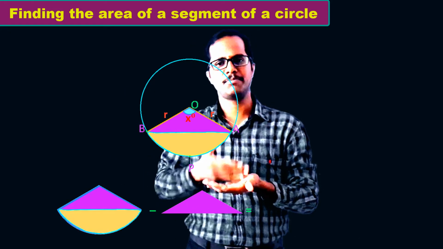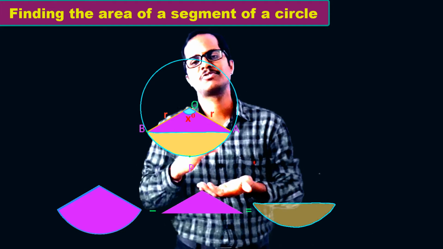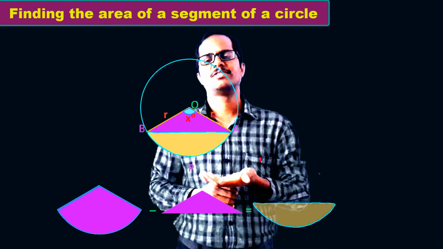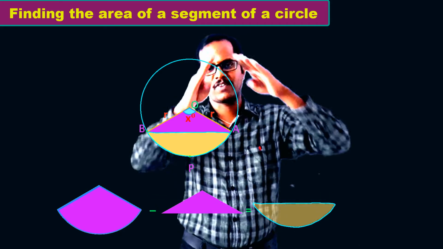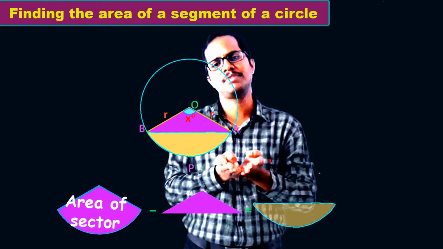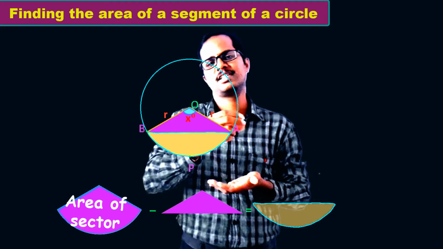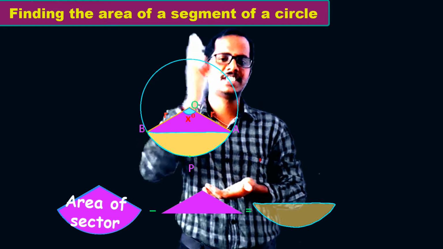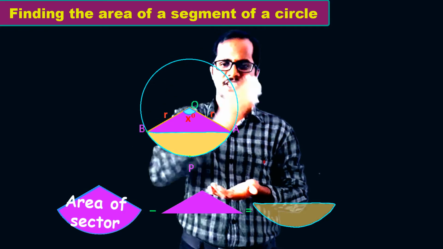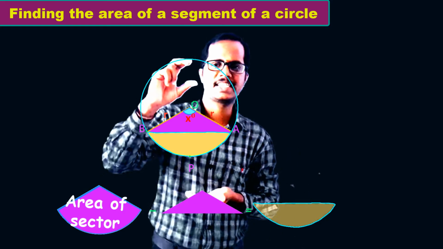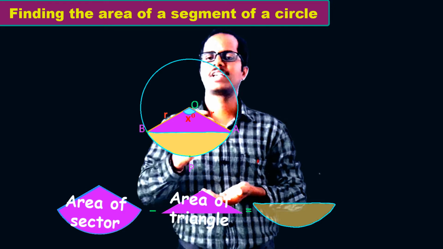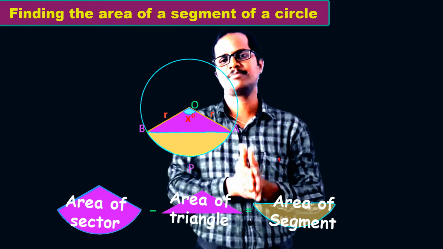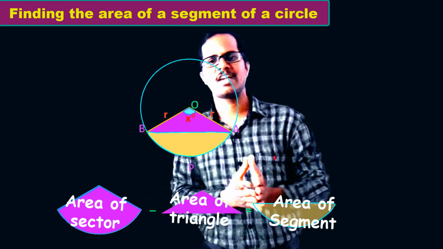So what we have to do to find the area of the segment of the circle APB? First we need to find the area of the sector OAPB, of which the segment APB is a part. Then from the area of this sector, if we subtract the area of triangle OAB, then we will know the area of the segment APB. So this is the concept that we use in finding the area of segments.